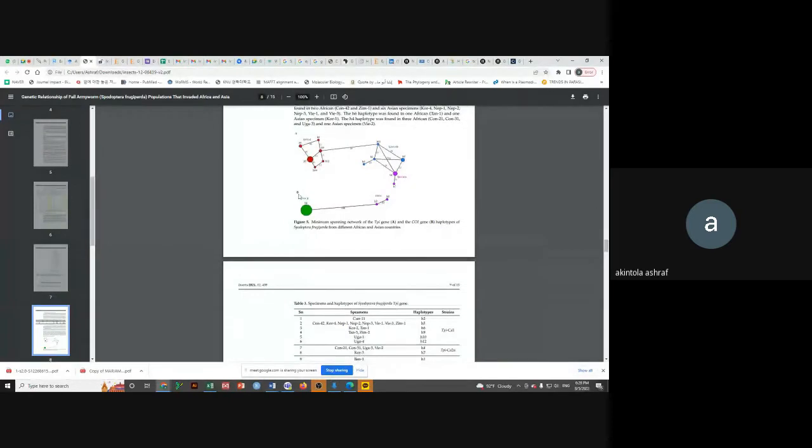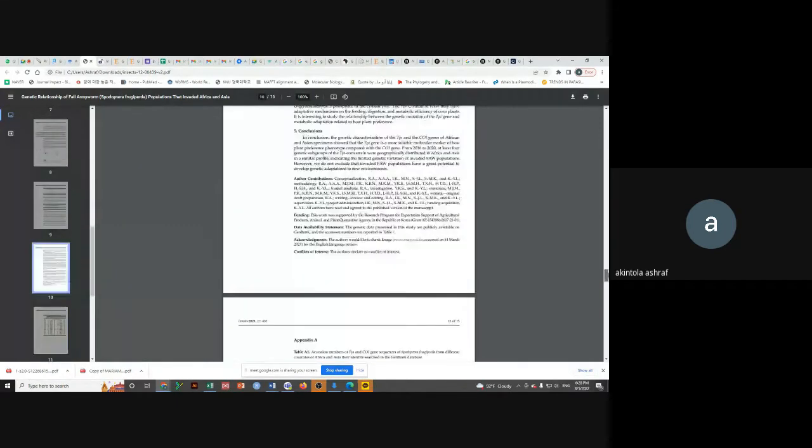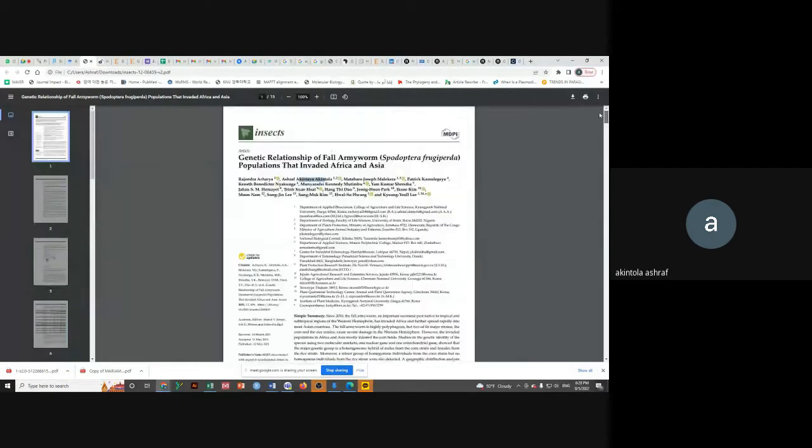Now, this is the minimum spanning network. This is a population genetic study that shows the relationship between the TPI from corn and the TPI gene from maize. I'll send the material to you so you can read more about why it is corn and maize. So you can see that we had this publication in, is it MDPI? Yeah, MDPI Insects.